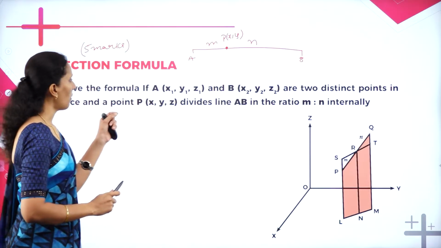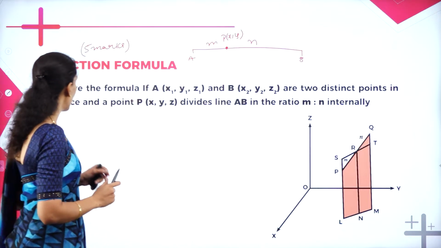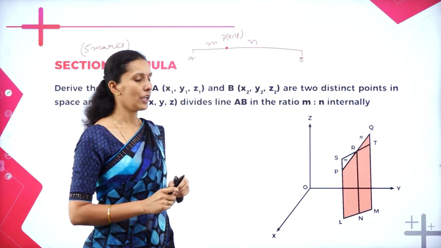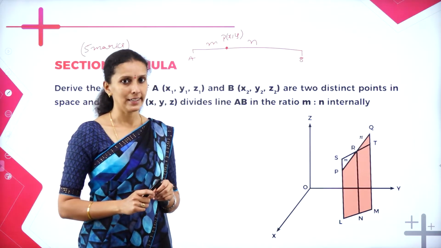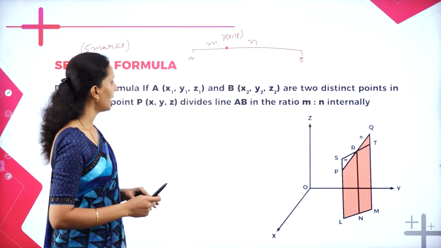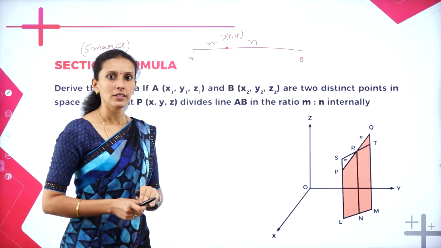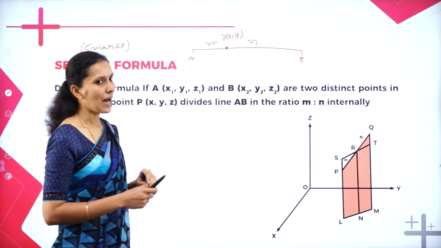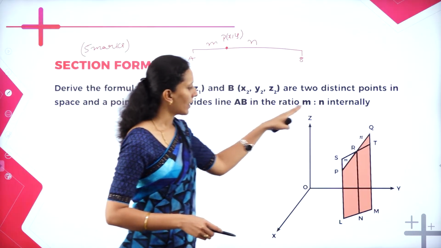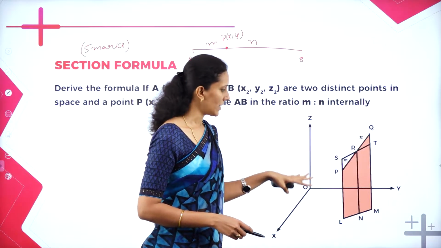So derive the formula if A, B are 2 distinct points in the space and a point P divides the line AB in the ratio m is to n internally. So here I have taken a line AB and I have taken a point P which divides it in the ratio m is to n. So like this a question may be asked in your examination. So now look at the diagram here. This is the diagram for the section formula which I will explain to you now.